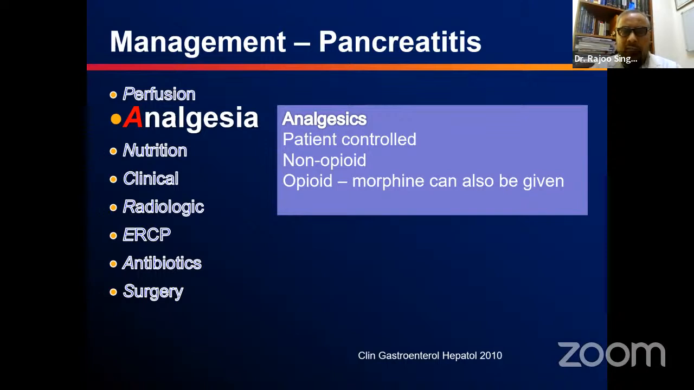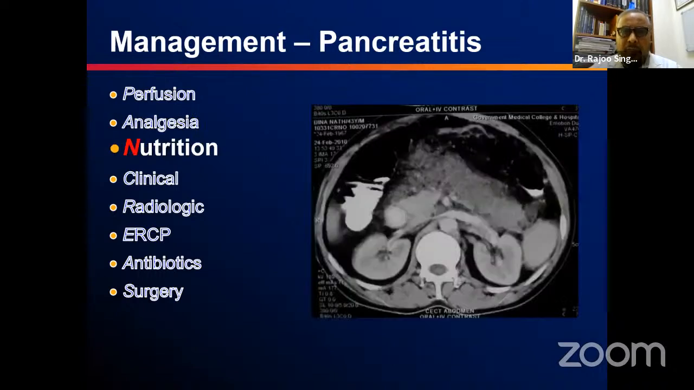The second important thing is analgesia. So first we talked about P, perfusion. A is for analgesia. Analgesia can be patient controlled. We can give non-opioids. Opioid morphine can also be given, contrary to a generally held belief that we cannot give morphine. Now, the third part is nutrition.